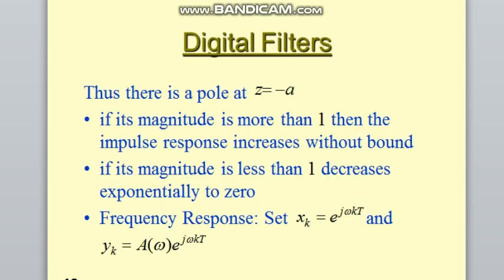Now you can see in digital filters there is a pole at z equal to minus a in the previous section. If its magnitude is more than 1, then the impulse response increases without bound. If its magnitude is less than 1, it decreases exponentially to 0. For the frequency response, set x_k equal to e to the power j omega k T, and y_k equal to A(omega) e to the power j omega k T.